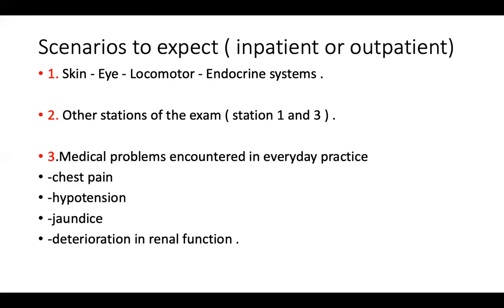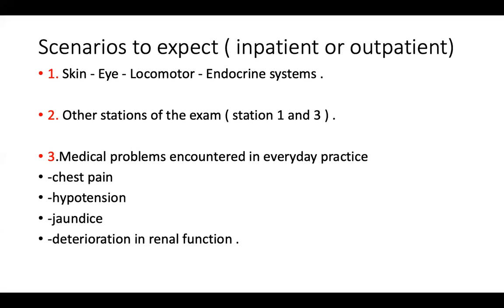So scenarios to expect usually in station 5: skin, eye, locomotor, endocrine systems. Sometimes you may get other stations of the exam from station 1 and 3, like a cardiology case or neurology case or a case in abdomen or something. So you may get cases from station 1 and 3, and you may get skin, eye, locomotor, and endocrine system cases.